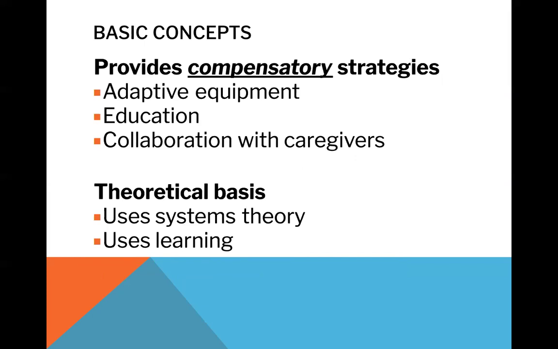So some basic concepts to know. The rehabilitation frame of reference provides compensatory strategies. So we're using adaptive equipment, any type of education, as well as collaboration with the patient's caregivers. It's a theoretical basis and it uses systems theory. Systems theory is the influence of group on an individual's behavior. The system operates to maintain balance and an individual contributes to that balance.